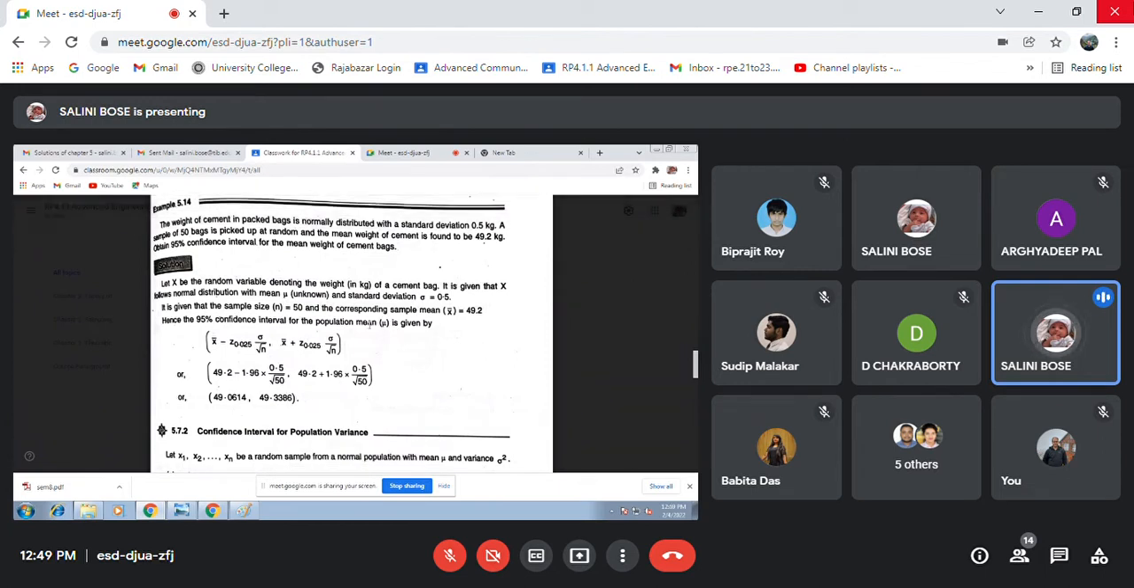So mu, the population mean, lies between this value and this value. Its lower limit is 49.090614 kg to 49.3386 kg. Is it clear? So for this, you have to remember the formula. Is it clear? Yes, ma'am.